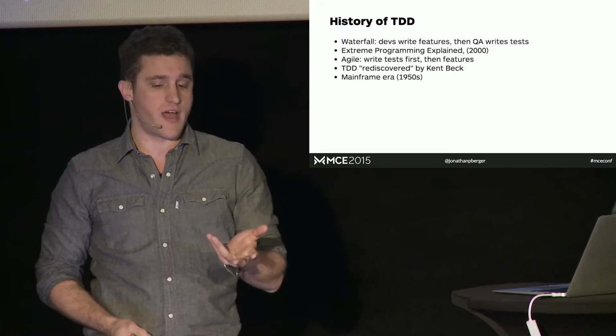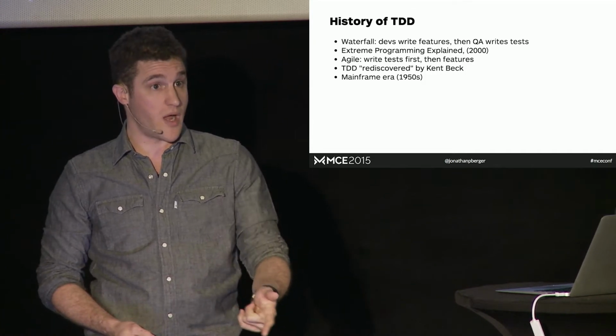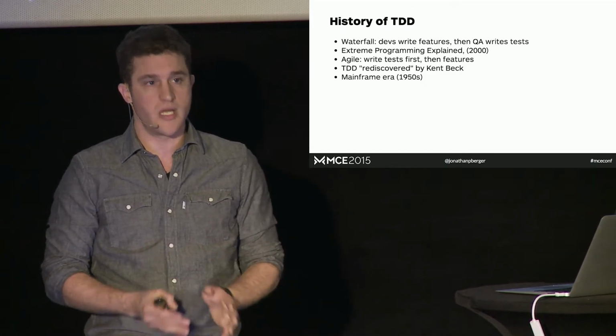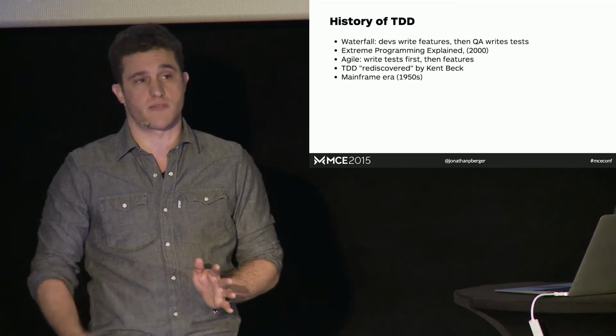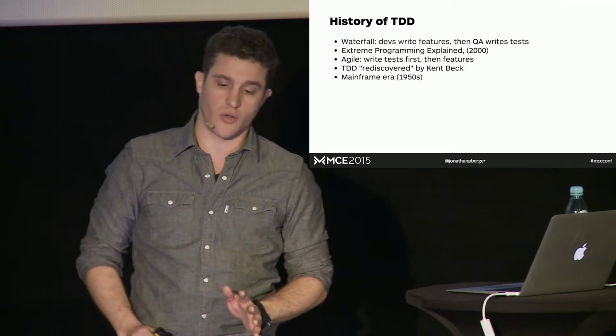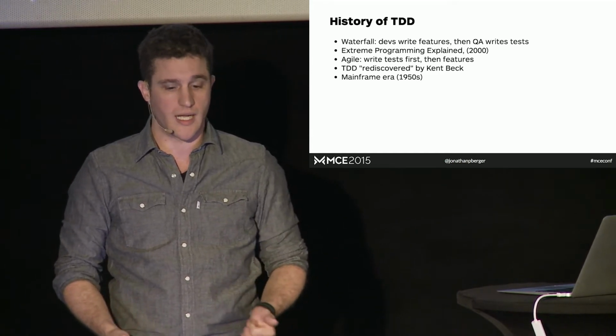So Agile inverted that model, and it said we're going to write tests first, and then we're going to write the features. And by the way, it's going to be developers writing all of them. So QA departments start to either disappear or do something else. They start to do exploratory testing, which is a whole other topic. But if you're interested in it, Elizabeth Hendrickson has a phenomenal book called Explore It, and I highly recommend it.